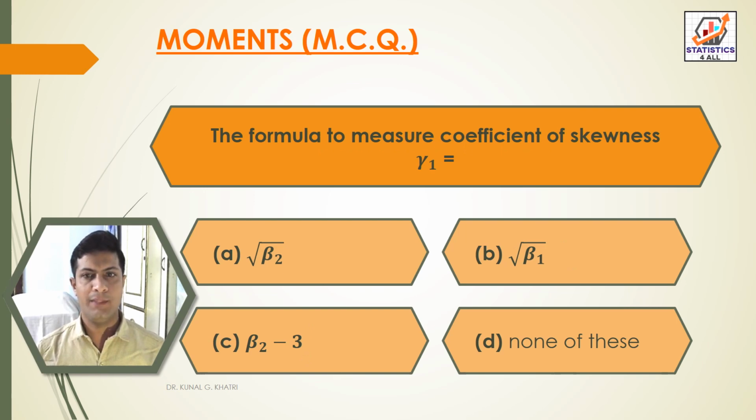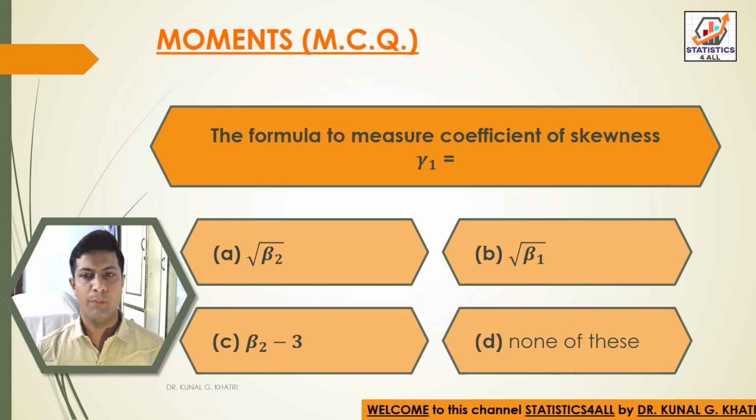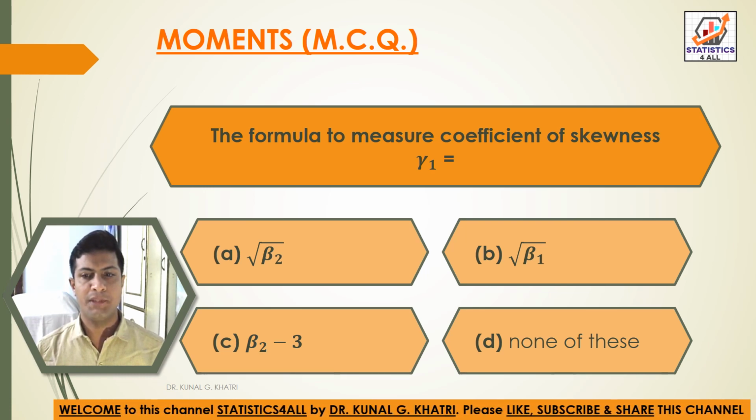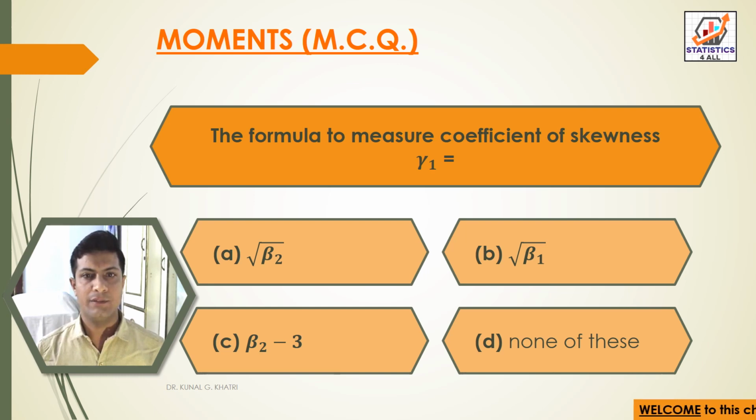Next question. The formula to measure coefficient of skewness gamma 1 is equal to option A root beta 2, option B root beta 1, option C beta 2 minus 3, option D none of these. So here we have answer option B root beta 1. The formula to measure coefficient of skewness gamma 1 is equal to root beta 1.